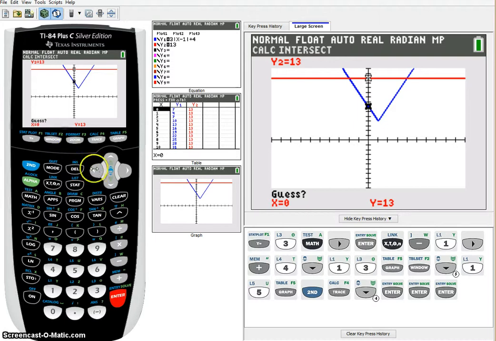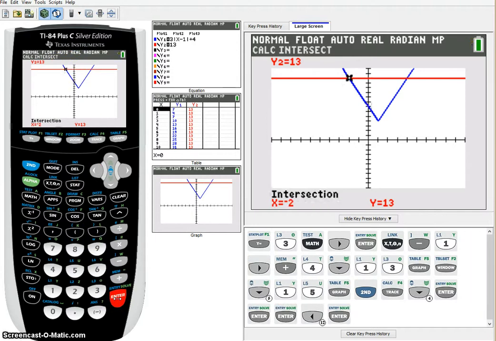And what this does is, because that line intersects at 2 spots, let's scroll over by pressing left a few times until we're approximately where the intersection is. And it tells us that the intersection occurs at -2, 13. So that's an x-coordinate of -2 and a y-coordinate of 13.